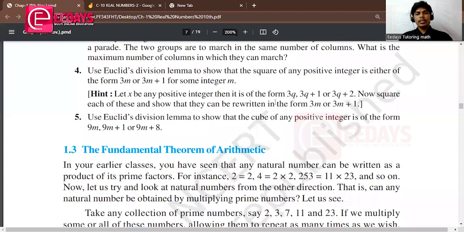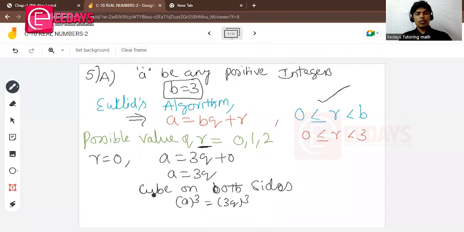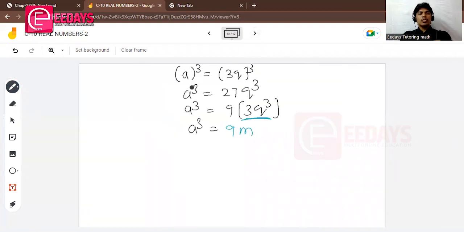So here we are doing cube of any positive integer. That's why I did cube on both sides. After doing cube on both sides, a cube is equal to 3q whole cube. So a cube is equal to 3 cube into q cube. For your reference, I'm doing rough work. 3 cube is nothing but 3 into 3 into 3, that is 27 q cube. That's why I write right here.